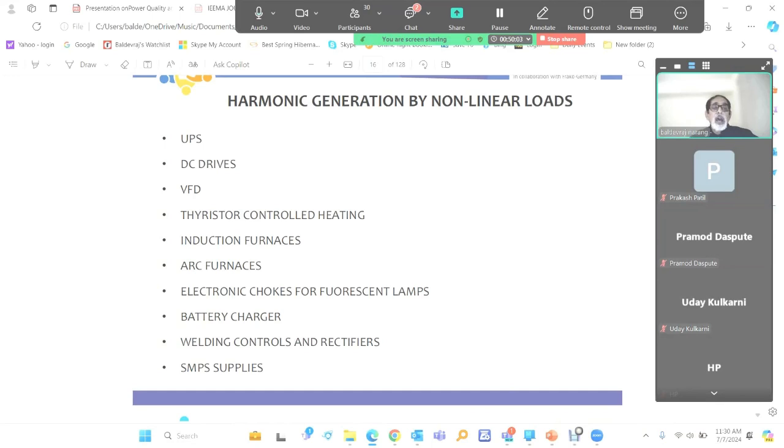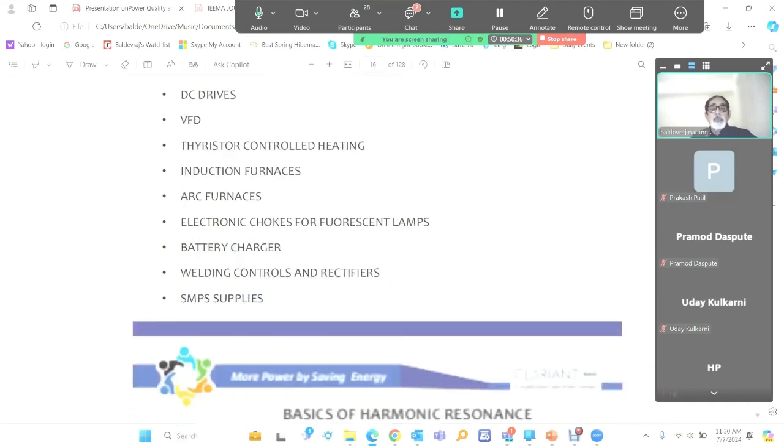So the largest non-linear load is VFDs, variable frequency drives. They constitute the maximum non-linearity in the system. Then we also have DC drives, UPS, thyristor heating, induction furnaces, arc furnaces. Lighting, all lighting today is non-linear, whether it is fluorescent lamp, CFL lamp or LED, everything is non-linear. Then battery chargers, welding controls, rectifiers, SMPS supplies, all these are introducing non-linearity, and they are introducing harmonics into the system.